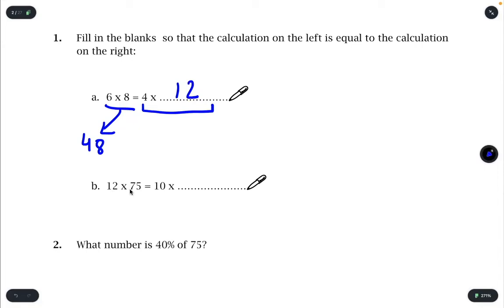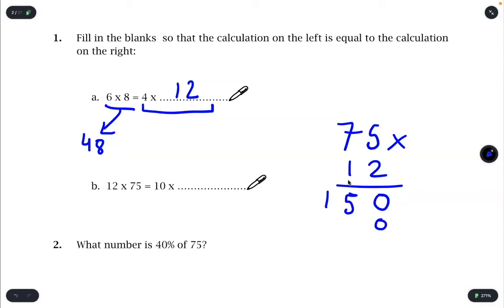1b. 12 times 75 equals 10 times something. So we can do 75 times 12. 5 times 2 is 10, so 0 extra 1. 7 times 2 is 14, add that 1 is 15. 0 here. 1 times 5 is 5, and 1 times 7 is 7. Then adding these up, 0 add 0 is 0. 5 add 5 is 10, so 0 extra 1. 7 add 1 is 8, add that 1 is 9.